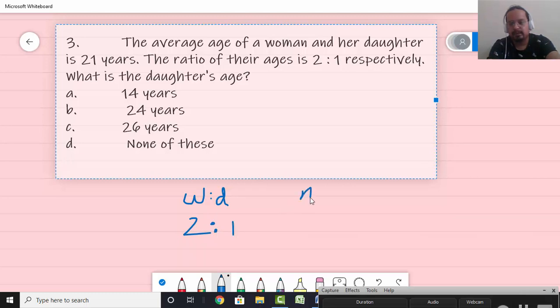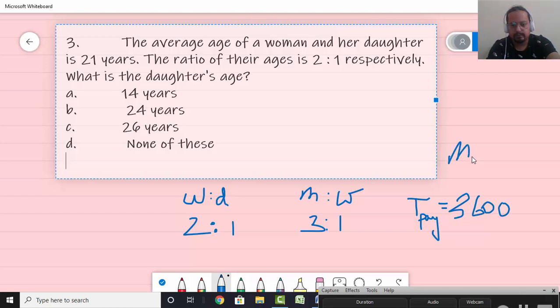And the man and women, they get paid in the ratio 3 is to 1. So if all three work together to complete a work and the total payment is rupees 3600, that is made to the man, the women, and let's say their daughter, for a work, then what would be the payment made to the daughter?